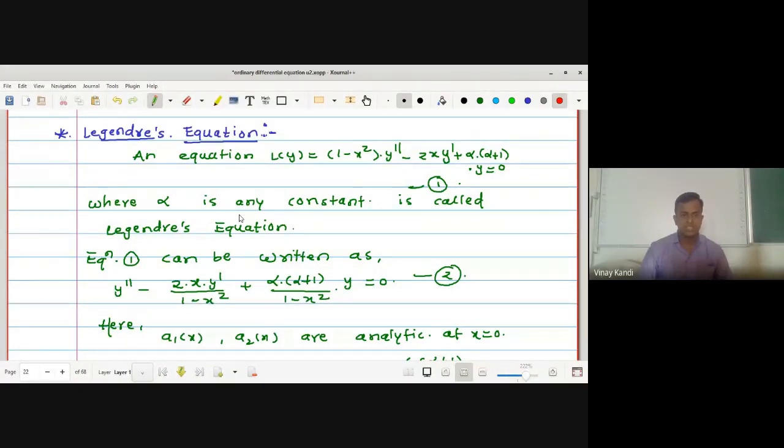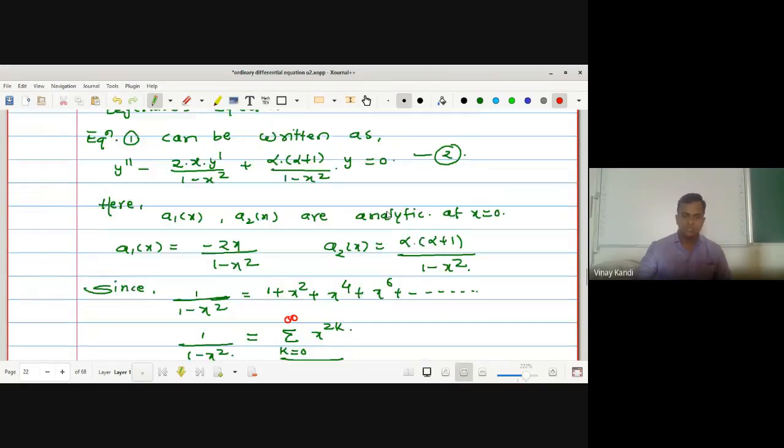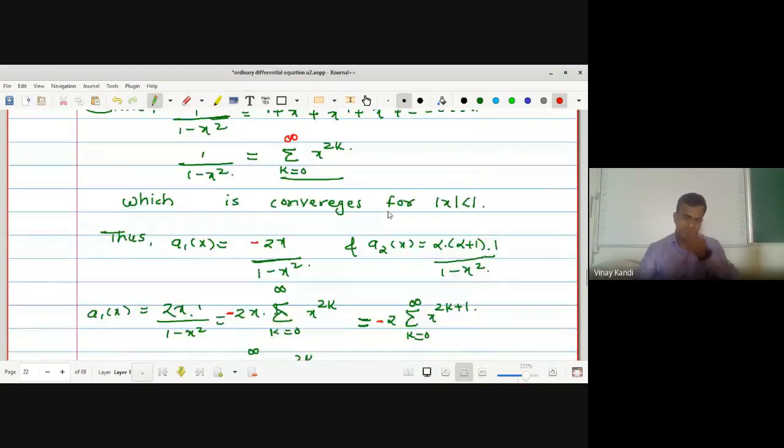In the previous lecture, we saw the Legendre's equation, an equation in the form of (1 minus x squared) y double dash minus 2x y dash plus alpha into (alpha plus 1) y is equal to 0. This is the form of Legendre's equation. From this, we find phi 1 and phi 2.